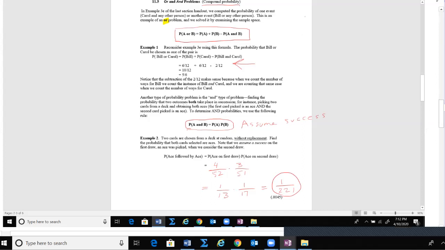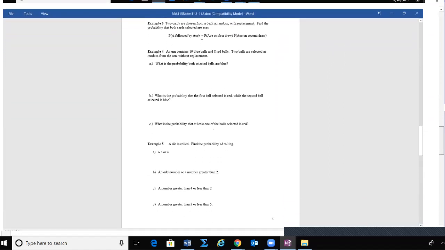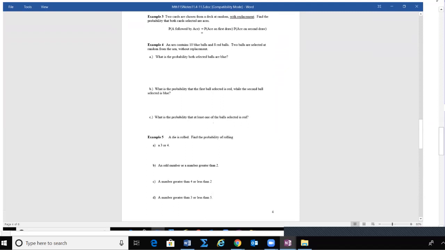So from now on, when you see that word and, you would be thinking about multiply. And when you see the word or, you're going to be doing some adding. So and, multiply, or add. That's the difference. So we'll try to remember that as we go through. That's really the most important part of that. Ors are adding, and ands are multiplying. So here's a few more problems.